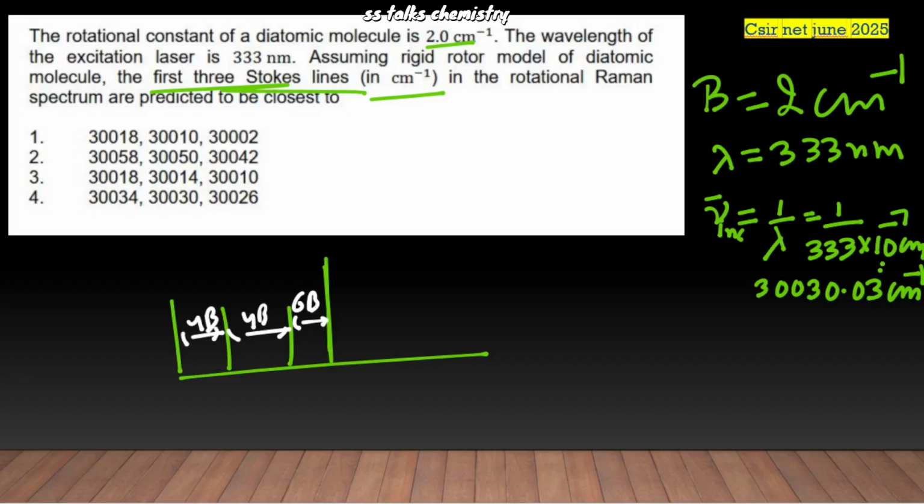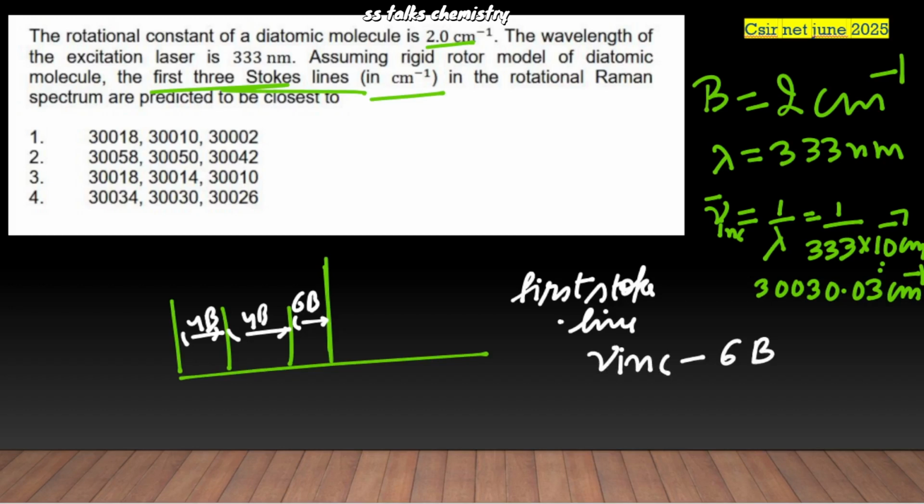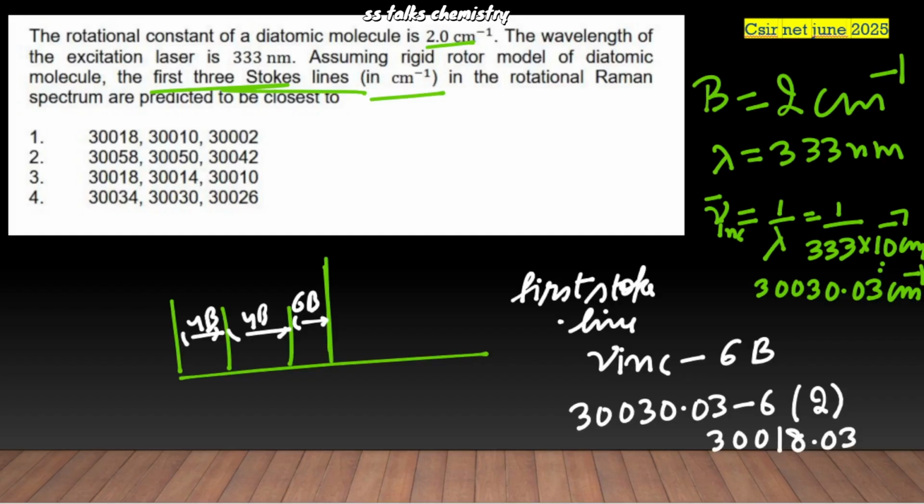So from the incident one, the first Stokes line that you will be getting will be nu, which is the incident, minus 6B. So we will be getting 30030.03 minus 6 into 2, right? So 12 we have to subtract from this one. 30030.03 minus 12 becomes 30018.03 centimeter inverse.